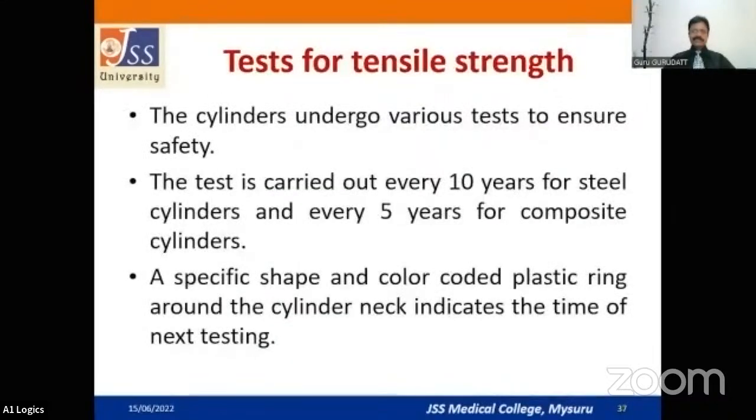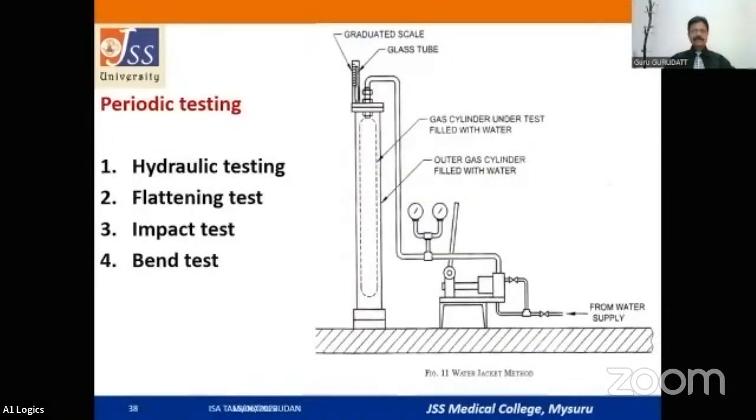These cylinders are tested every 5 to 10 years for their tensile strength. Usually one cylinder of that particular batch is tested, and all the cylinders need not be tested. The date on which the testing has been done is usually etched on the plastic ring or the metal ring placed at the junction of the cylinder valve and the body of the cylinder.